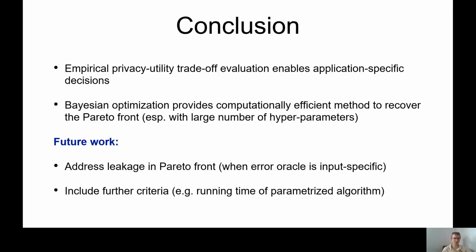So a couple of extensions to this work that we can consider. First is, like I mentioned earlier, we would like to address the leakage in the utility oracle or error oracle that I mentioned before. And second, we could potentially introduce fuzzy criteria in the optimization. For example, running time of the algorithm, right? So now you may have a trade-off between running time, accuracy, and privacy. And there might be other measures as well, and we would like to hear some ideas around that.